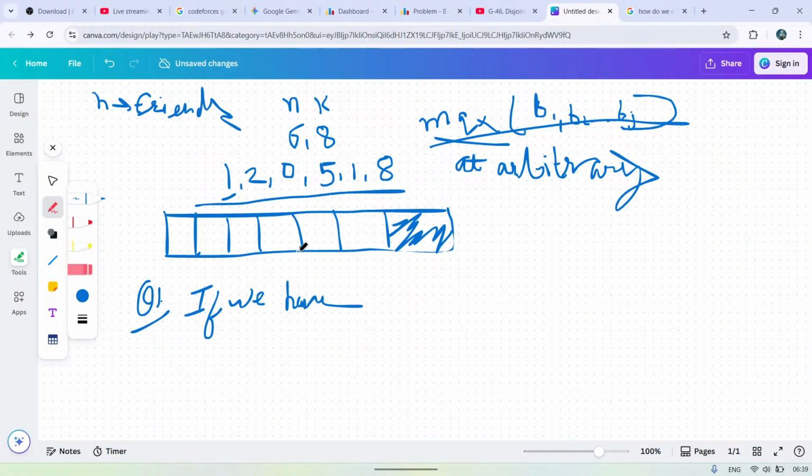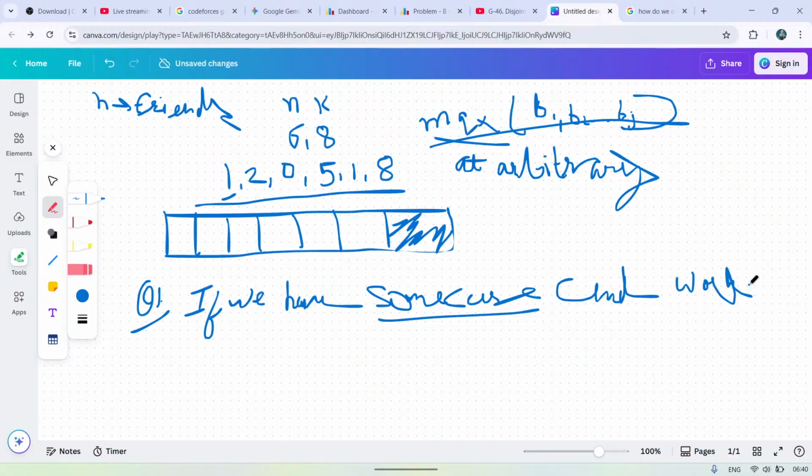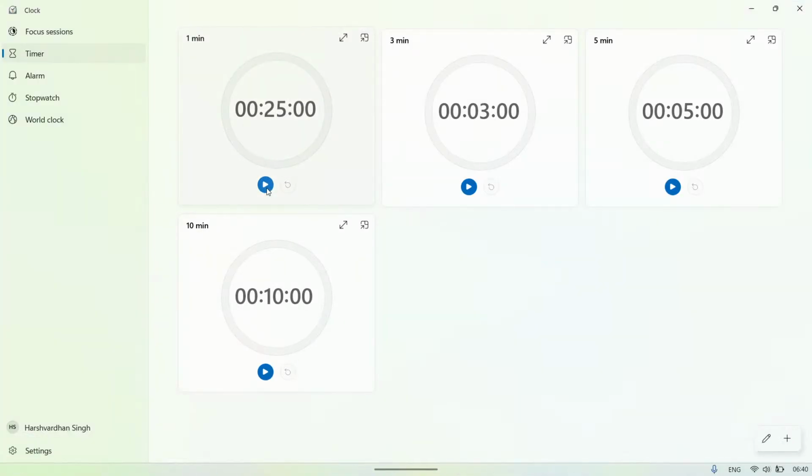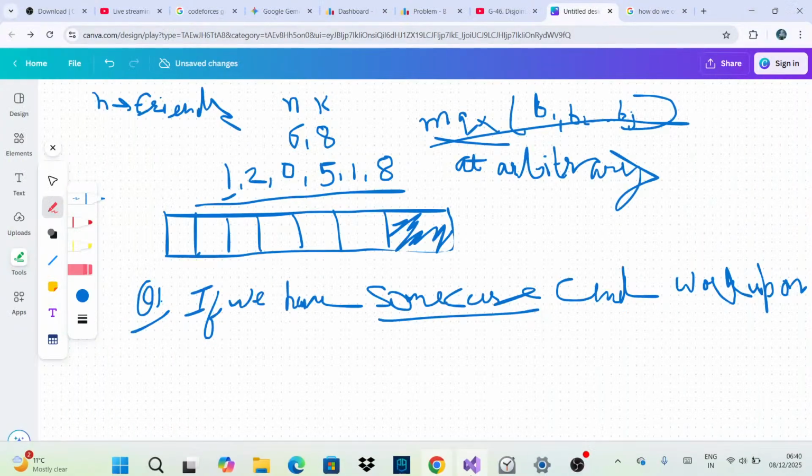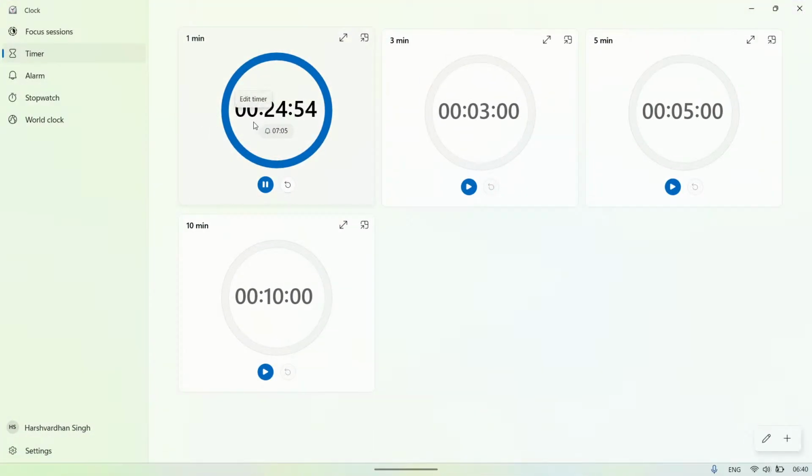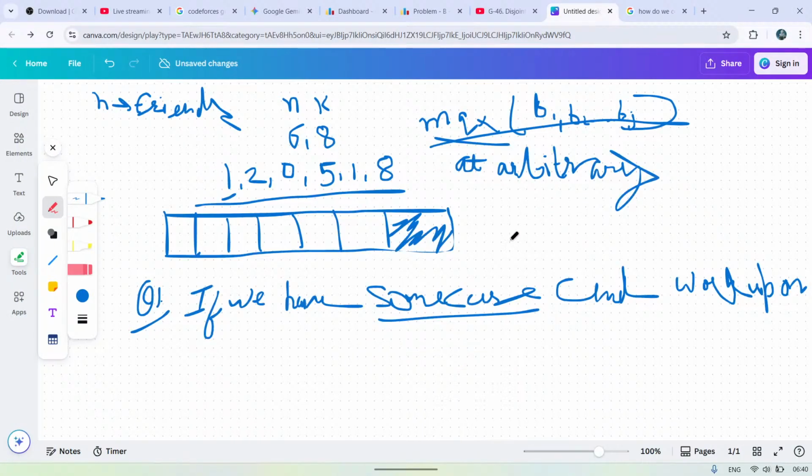If we have some base cases and we can work upon our solution on those base cases, then that's a DP problem, as far as I know. So I'll just add some timing here so that we don't take much time. If we are not able to solve in a specific limit of time, we can always go to the solution and understand it. There's no point in wasting a lot of time here.